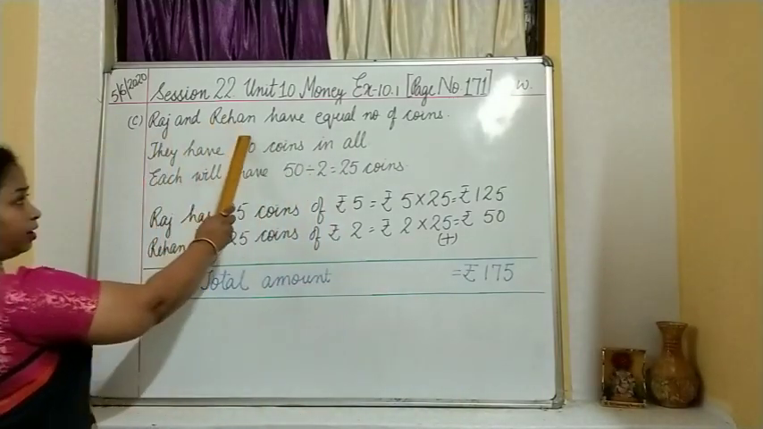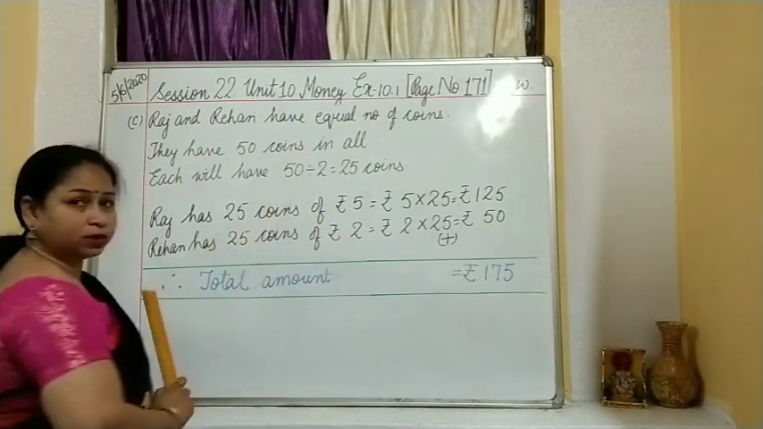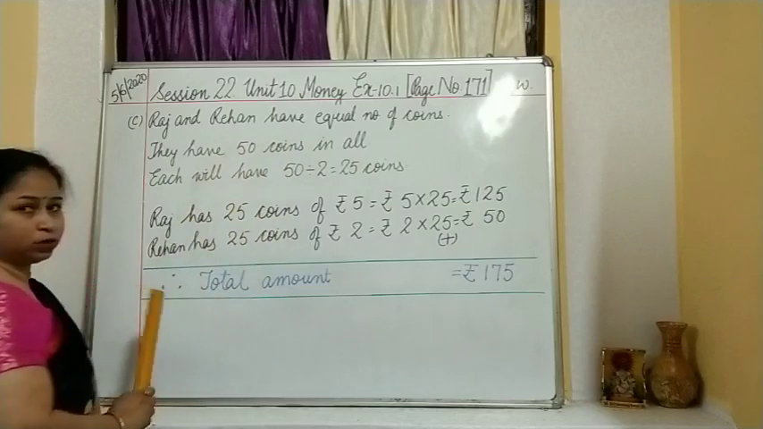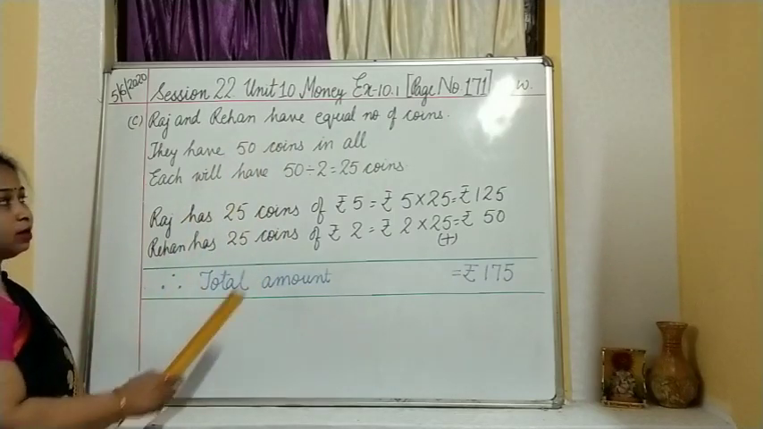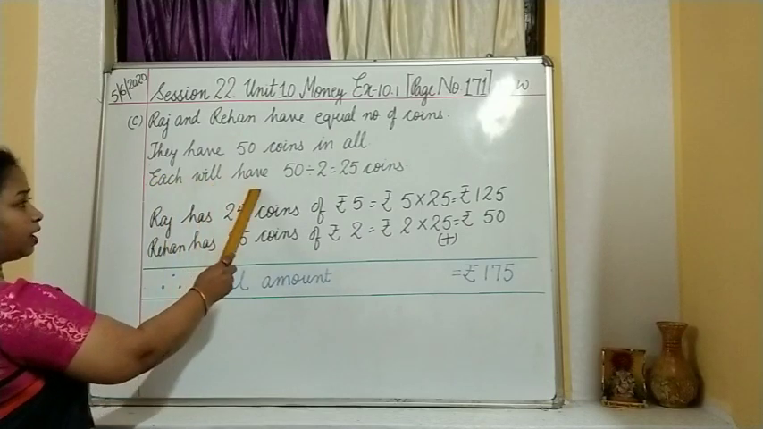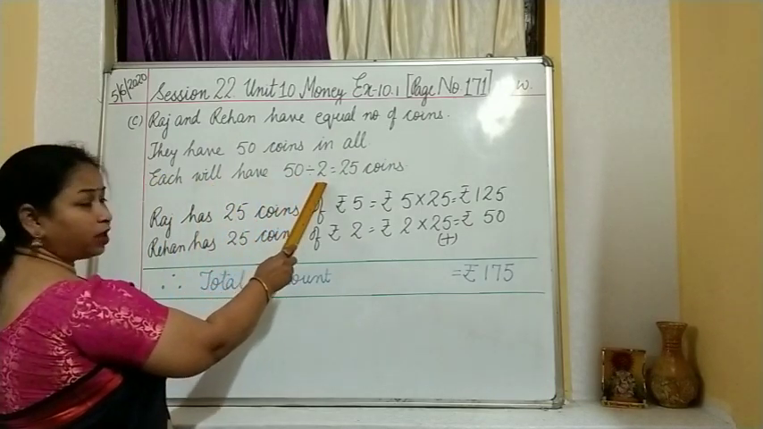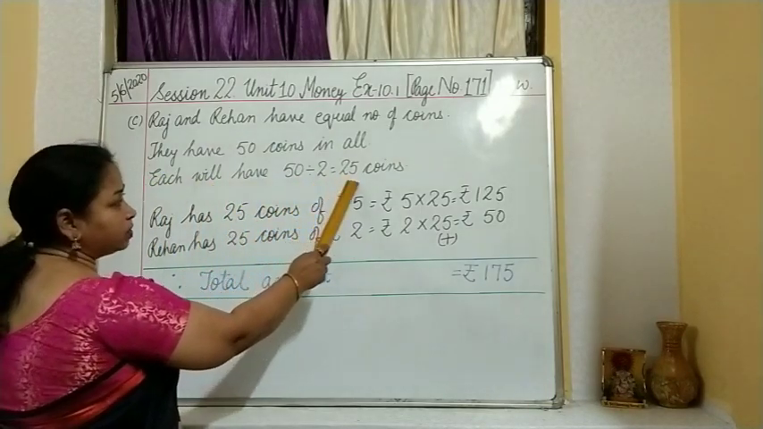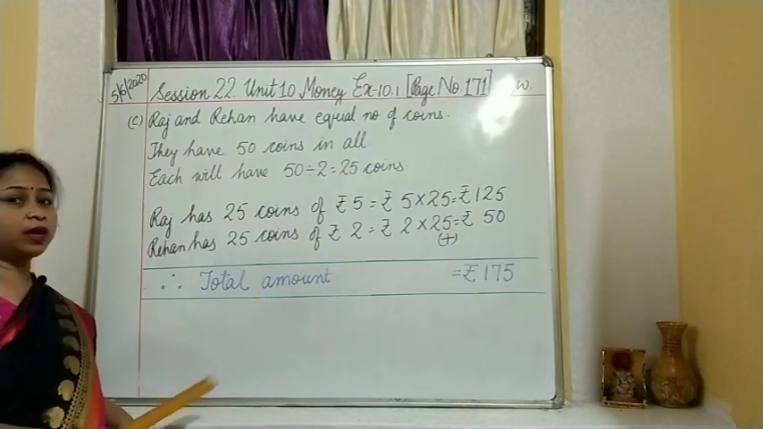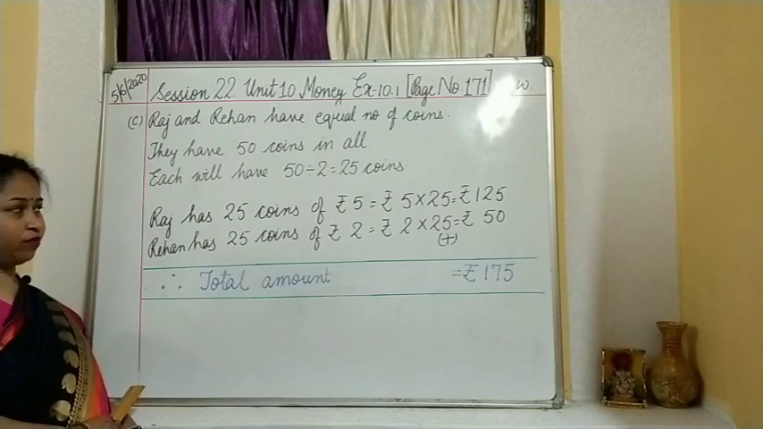Raj and Rehan have equal number of coins, it is given in the question. They have 50 coins in all. Together when they collected, they found the number as 50. Each will have 50 divided by 2, as they are having equal coins. That means 25 each. Okay, Raj is having 25 coins and Rehan is also having 25 coins.